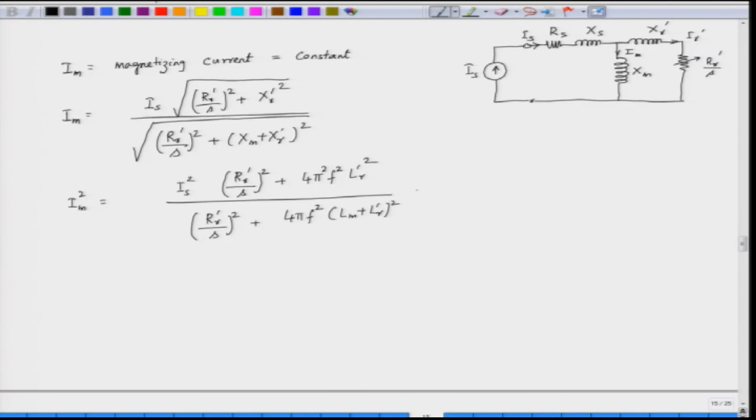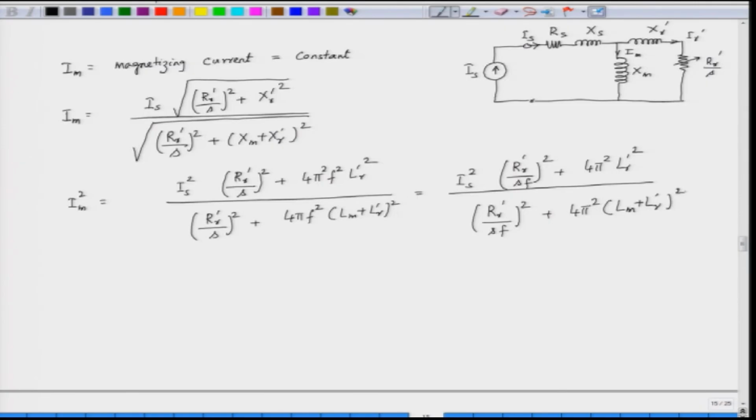We divide by f square, so that is equal to Is square into (Rr by Sf) whole square plus 4 pi square Lr square, divided by (Rr by Sf) square plus 4 pi square (Lm plus Lr prime) square. Now, in this case S into f is known as the slip frequency.